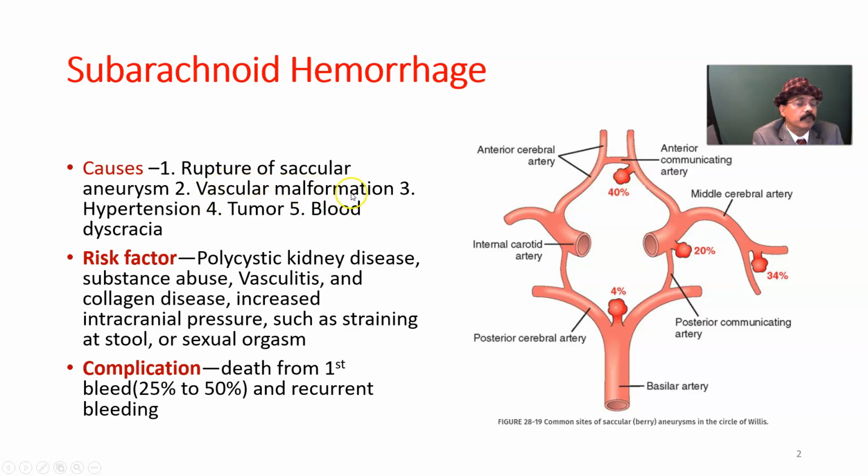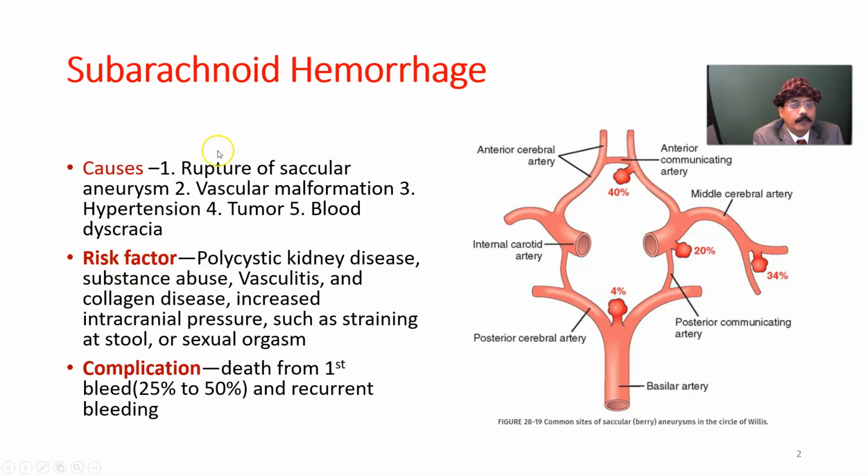Vascular malformation of the blood vessel, especially the wall of the blood vessel may be deficient in collagen, okay, and due to hypertension, tumor inside the brain, and that tumor is vascular and the blood vessel may be opened into the ventricle. From the ventricle it will go to the subarachnoid space. Blood dyscrasia like that of leukemia, sickle cell anemia.